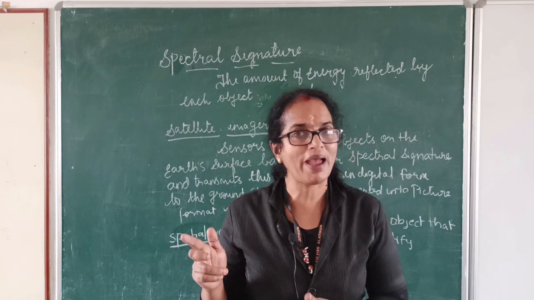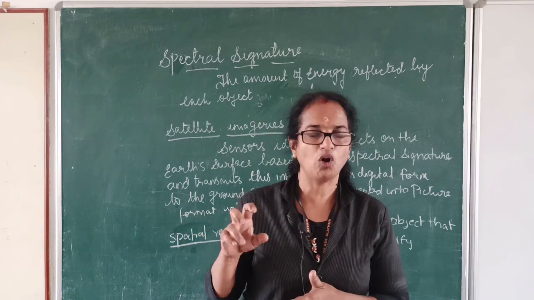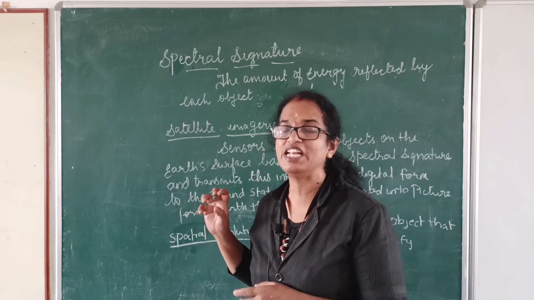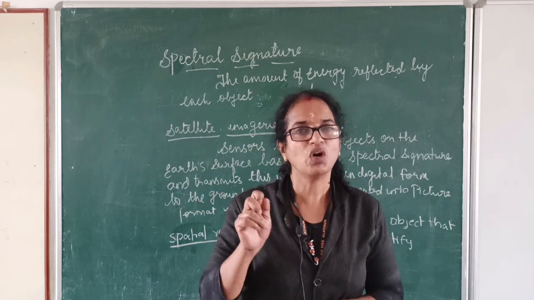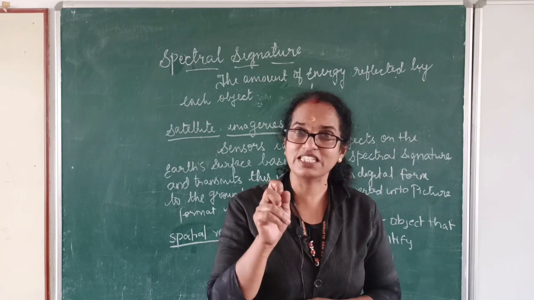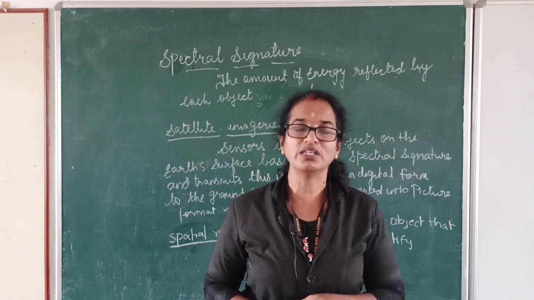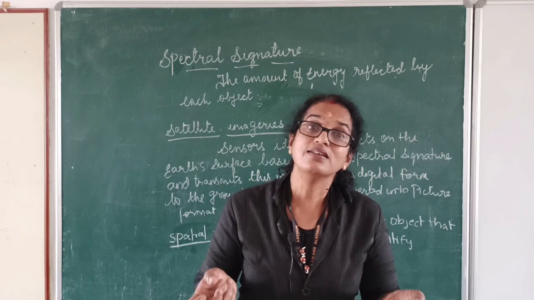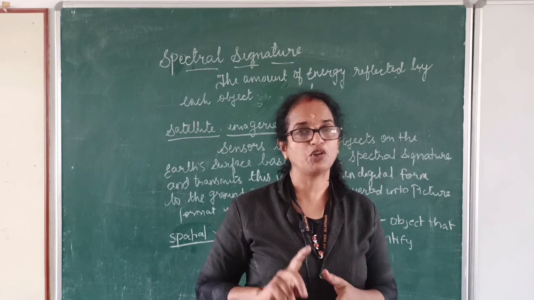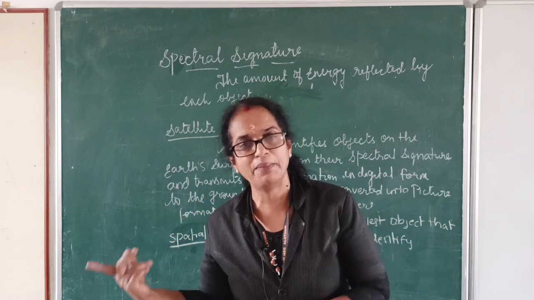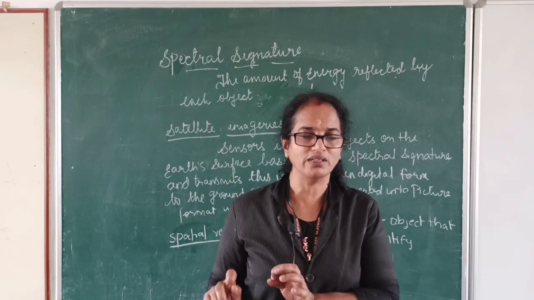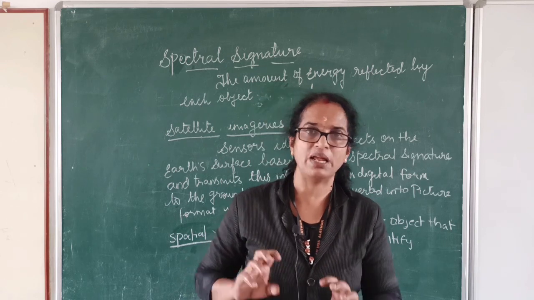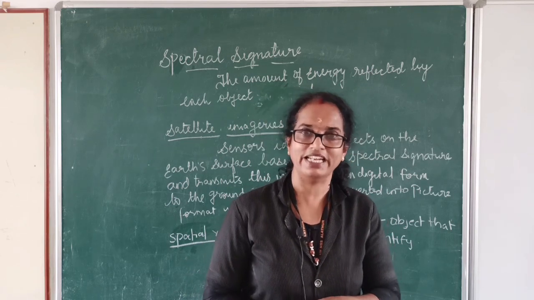Which is that electromagnetic radiation emitted by the object. Sensors usually capture the radiations that are emitted by the objects. Each object on the Earth's surface either reflects electromagnetic radiation or emits electromagnetic radiation.